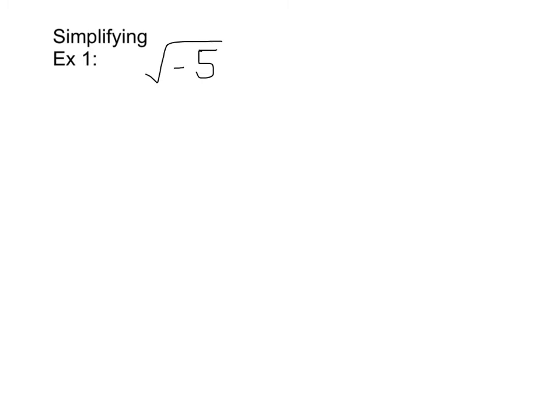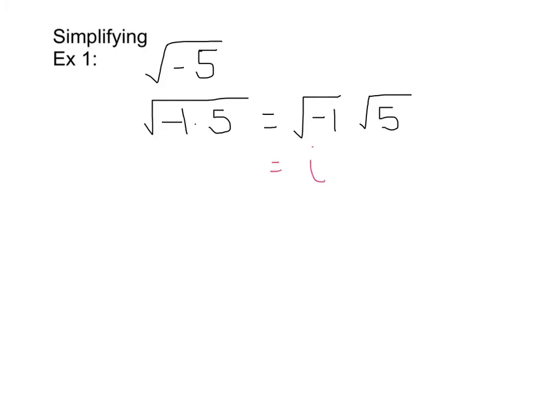Okay, so -5 you could rewrite as -1 times 5, since -1 times 5 still gives you -5. Then using the radical product property, you can simplify that to the square root of -1 times the square root of 5. So on the earlier slide, you learned that the square root of -1 is i, and then you can't simplify the square root of 5 anymore, so your answer just became i times the square root of 5.